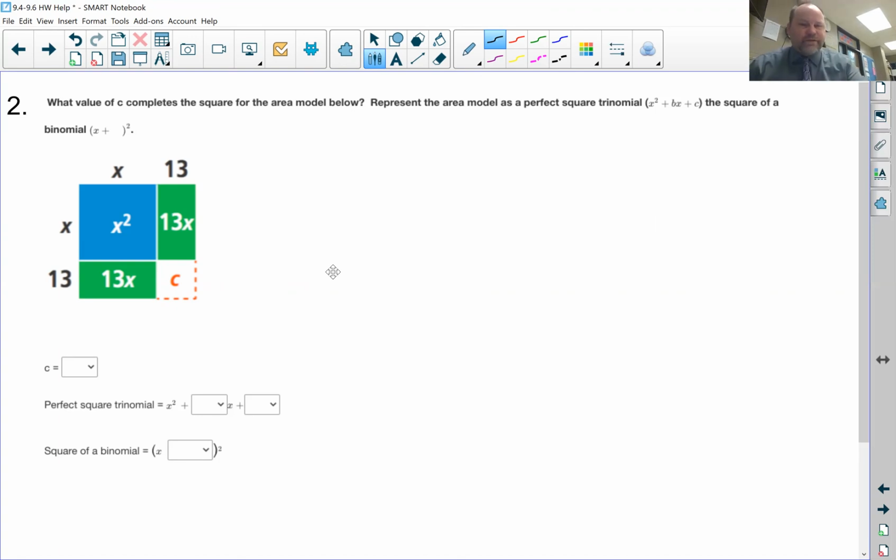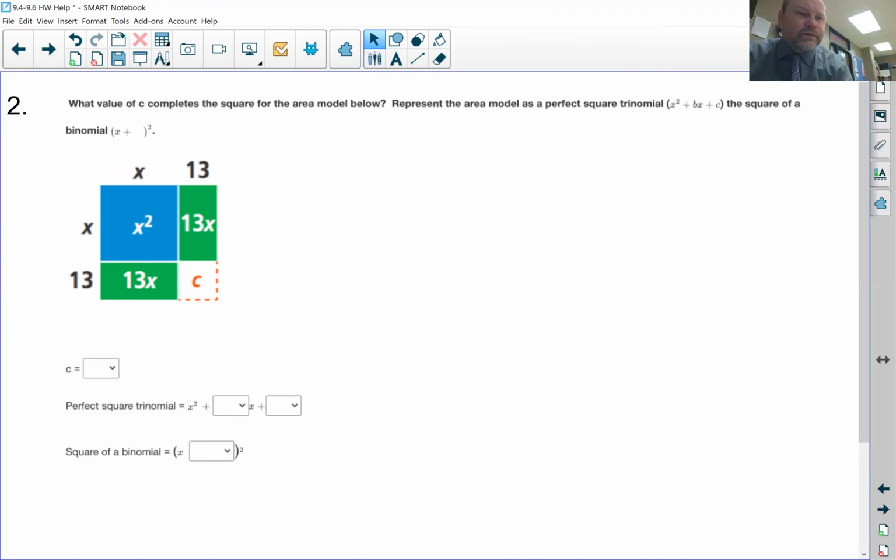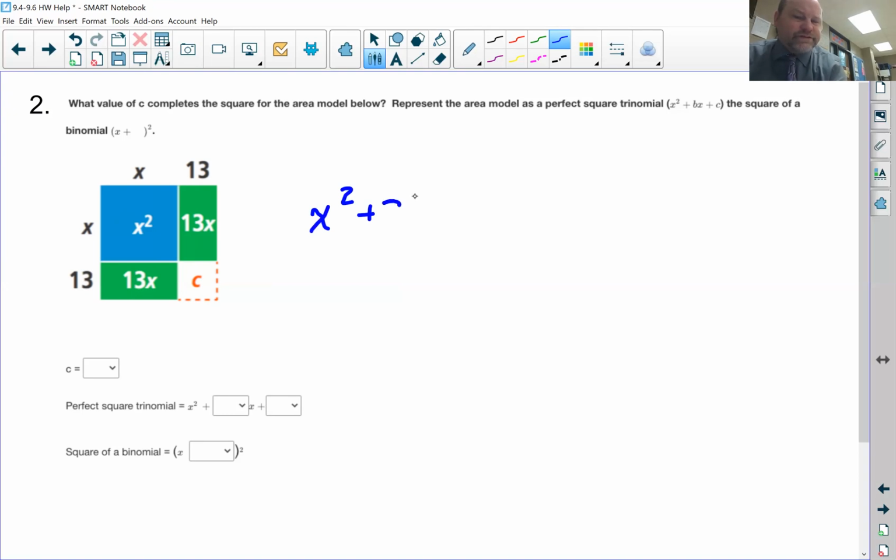So for a problem like this, you want to just be very careful. This trinomial, we have 13x and 13x, that's a total of 26x. And we need to figure out what C is.